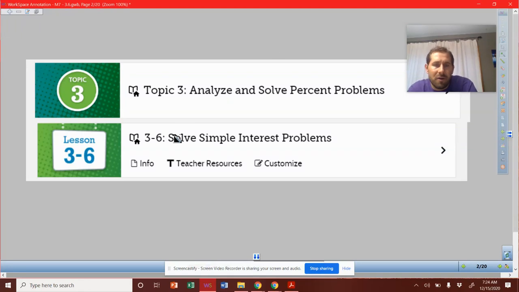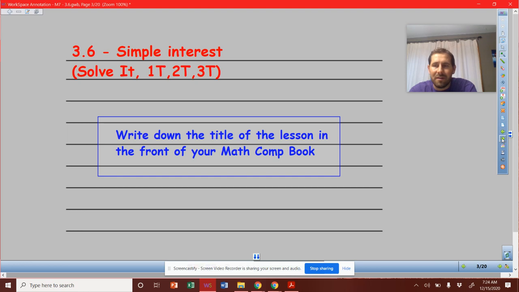What we're going to look at today is called solving simple interest problems. When you invest money into a bank, or if you borrow money from a bank, they'll have simple interest equations that may affect how you have to pay back that money, or how your money is growing or saving. So we're going to dive into that a little bit today.